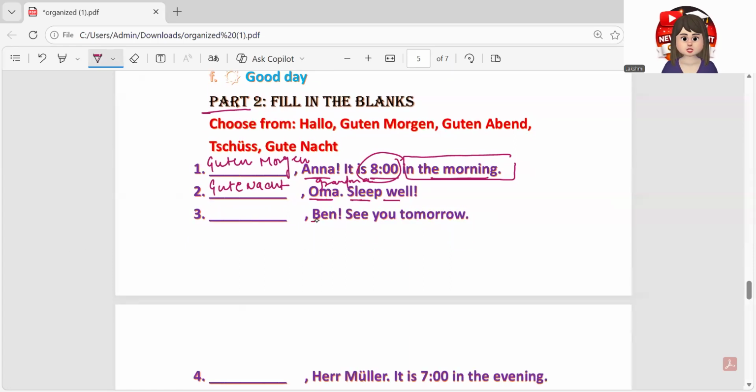Now you are saying here, Ben, see you tomorrow. Now, Ben, and then you were saying, see you tomorrow. Which one will match? So we have crossed off Guten Morgen. We have done Gute Nacht also. Now, which is left? Hallo, tschüss, Guten Abend. So you will use tschüss only. That's correct, because you were saying it to Ben, informal one. Now you will say bye. Bye, Ben. See you tomorrow.